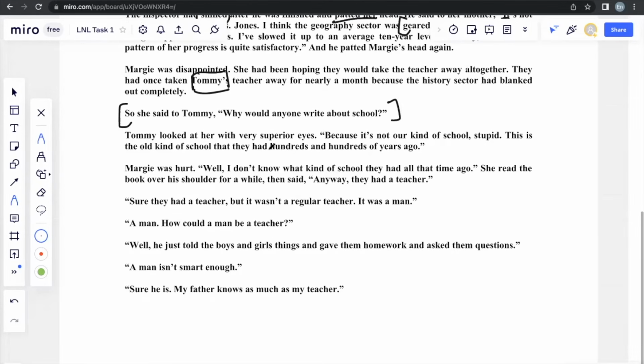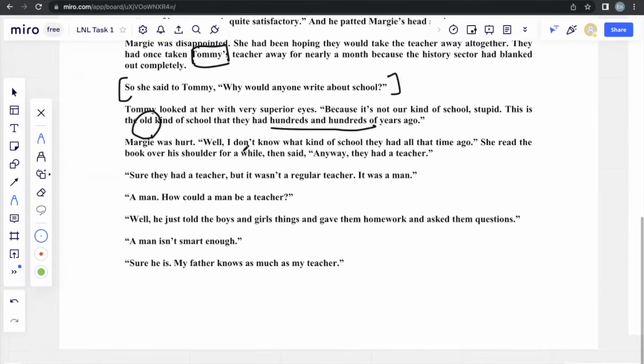Tommy looked at her with very superior eyes. You see that Tommy himself is very conceited because it's not our kind of school, stupid. This is the old kind of school that we had hundreds and hundreds of years ago. So the school that we have now, where we have human teachers, all students gather in a classroom, humans teach us. This is considered old and something that was present hundreds and hundreds of years ago, emphasizing that this is something that occurs in the future.